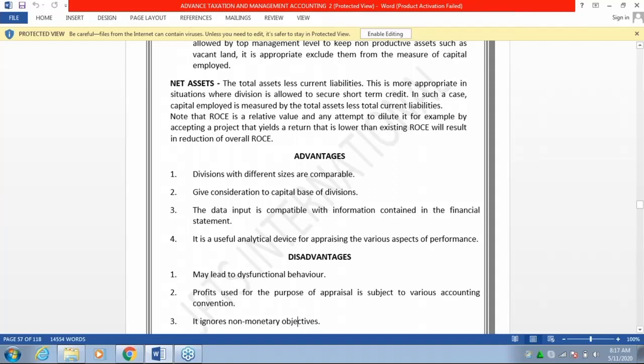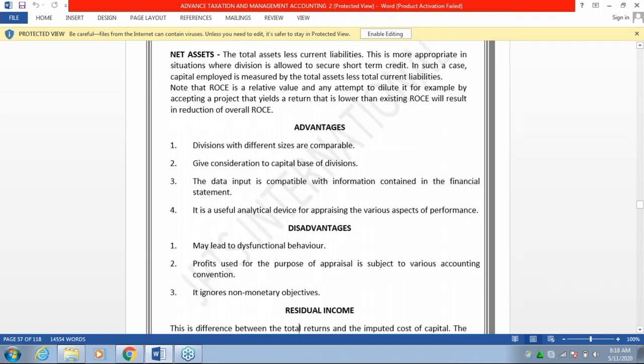Divisions with different sizes are comparable. Then it also gives consideration to the capital base of divisions. Then the data input is compatible with the information contained in the financial statement. Then it is also a useful analytical device for appraising the various aspects of the performance.